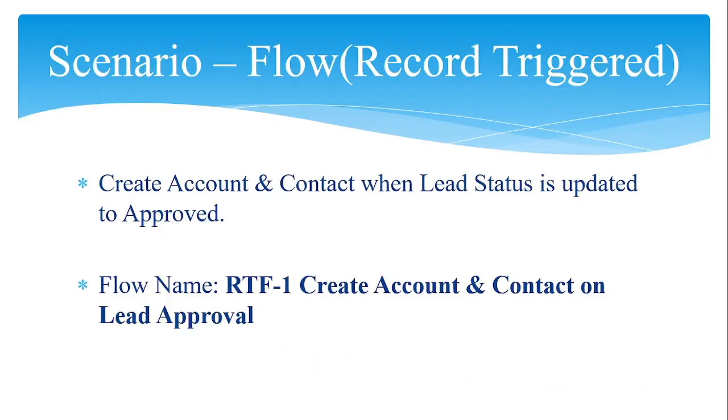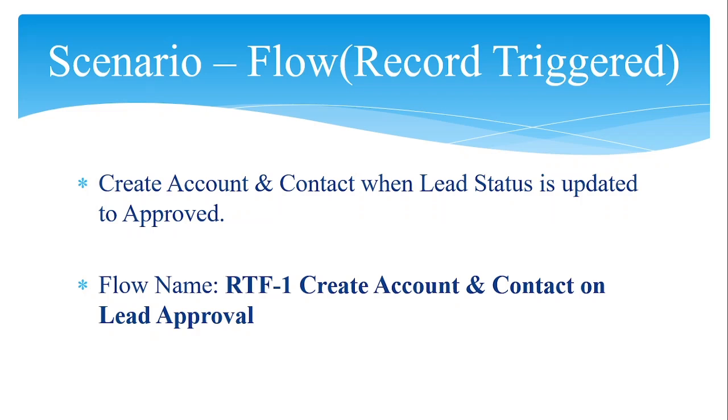So in this series we are going to see the next scenario, that is creating account and contact when lead status is updated to approved. So suppose on the lead status we have a value approved. If that particular lead status is updated to approved, then we are going to create account and contact for this particular lead. We are going to do this with flows, by using the record triggered flow.